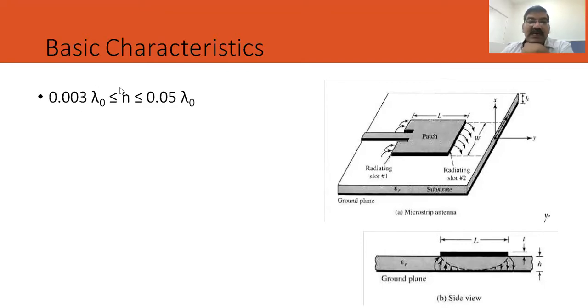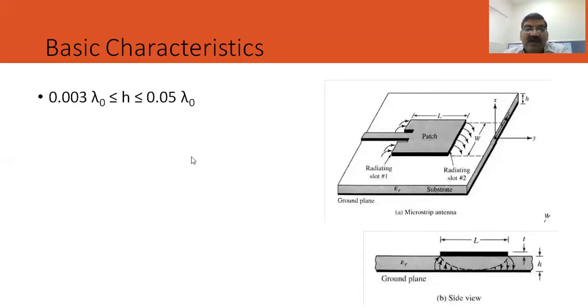The height of this substrate, the substrate meaning the dielectric medium. This dielectric property, epsilon r, you can change. So here the height of this substrate is 0.03 lambda to 0.05 lambda. In this range you can select. It has some design constraints. By increasing the height, what will happen? By decreasing the height, what will happen?